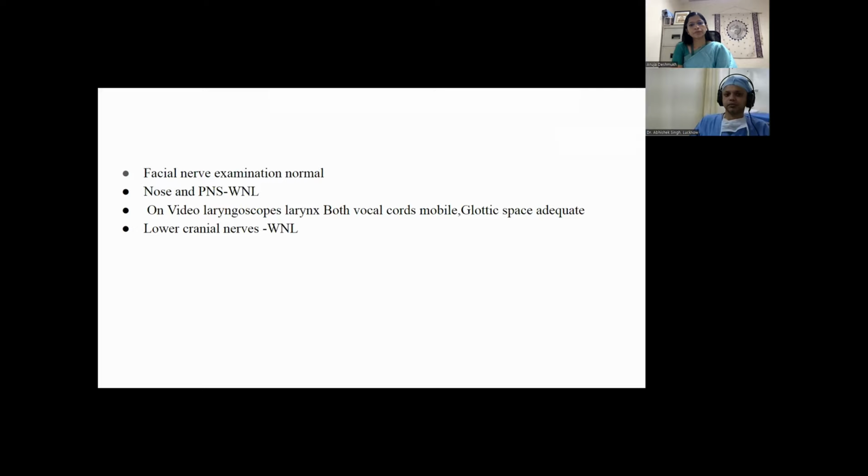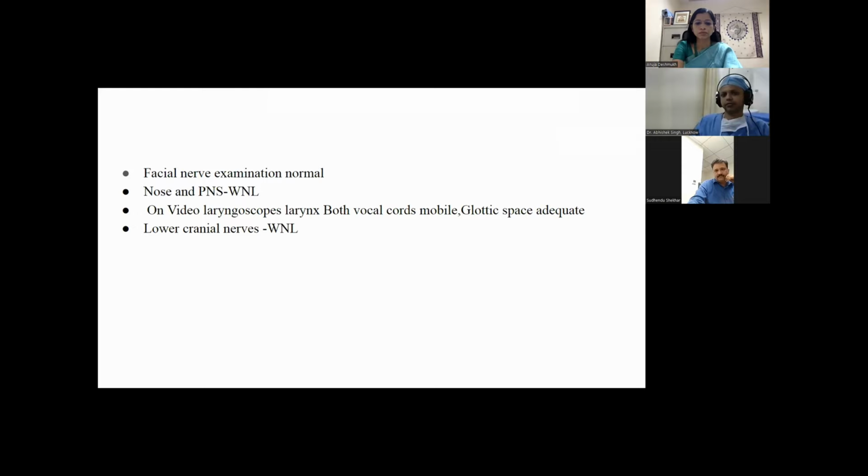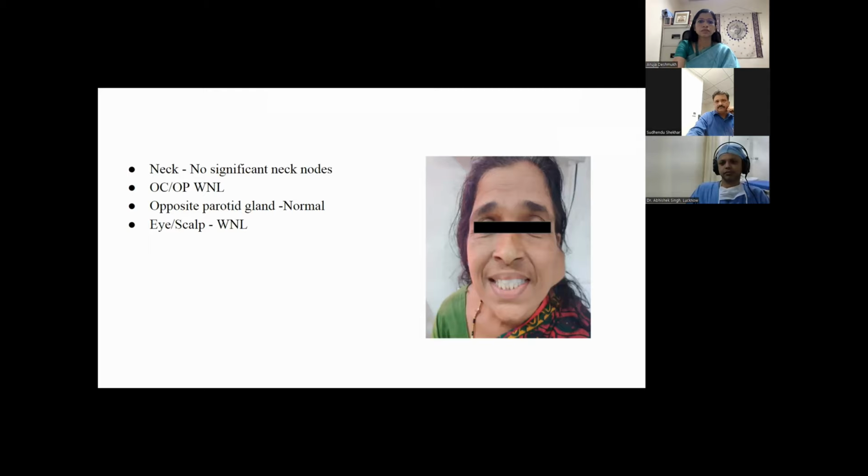Have you examined the entire lymphatic basin which drains into the parotid? Sir, I examined all the neck nodes and the parotid area. I mean the scalp, the eye that you mentioned. Yes, the skin and the scalp and the temple area. There were no swellings. She did not have any discharge from the external auditory canal. No, sir. The ear examination was normal.